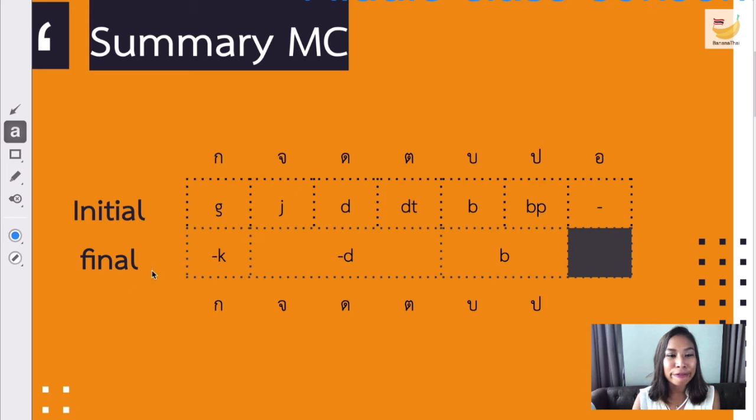Now let's take a look at the final. กอไก่ as a final consonant is g sound. จอจาน, ดอเด็ก, ต่อเต่า: look, even though จอจาน as initial consonant is j sound, when it becomes final consonant it is d sound. ดอเด็ก it's the same. ต่อเต่า also d sound. บอใบไม้ and ปอปลา b sound. So บอใบไม้ is the same, but ปอปลา changes from p to b. And ออ่าง cannot be ending consonant. Write it down on your textbook.